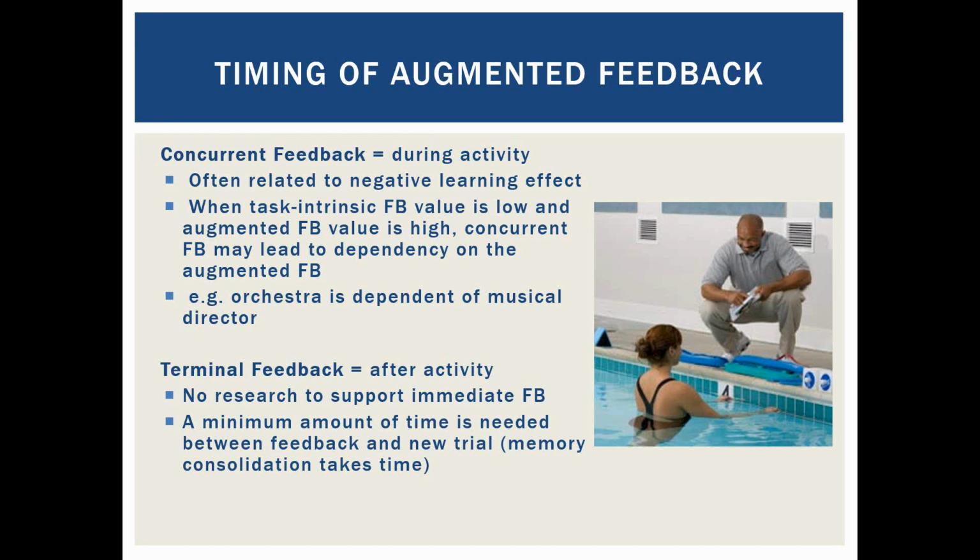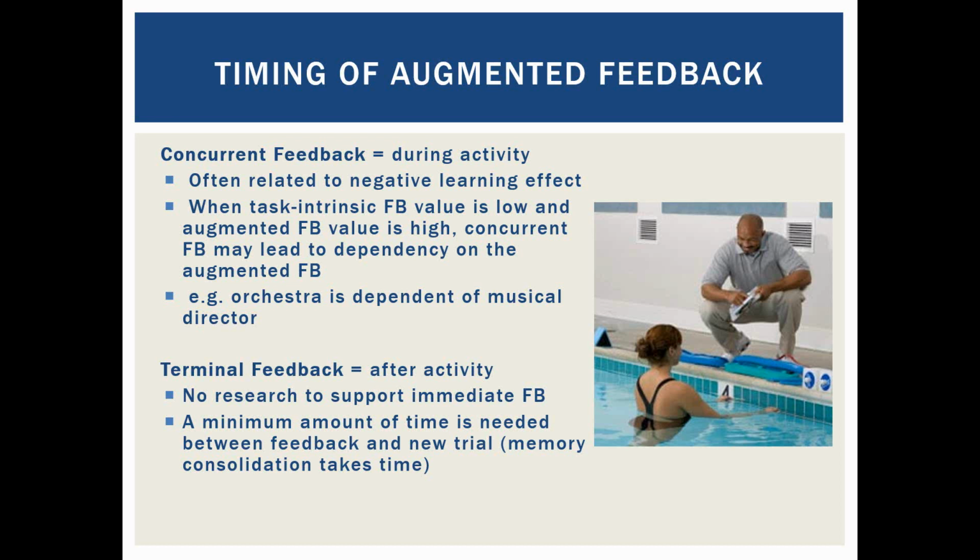If someone has to deal with augmented feedback while they are performing, not only should you know by now that that saps a lot of the attentional or cognitive resources that we have available to perform a skill, but there's also the constant provision of augmented feedback that's not really realistic during a competition setting. So it might also develop some sort of dependency. Right? So when task intrinsic feedback value is low and augmented feedback value is high, concurrent feedback may actually lead to dependency on augmented feedback. For example, an orchestra is dependent on the musical director who provides constant augmented feedback on who has to play when.